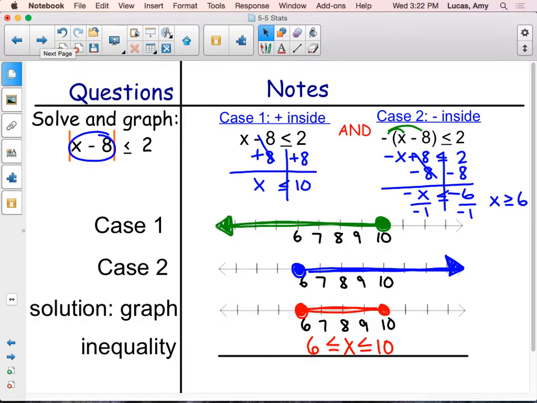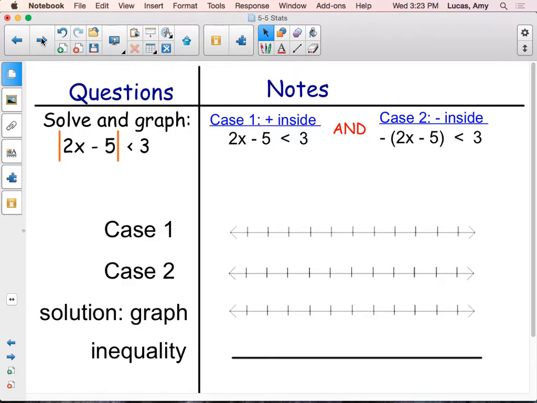If you think about the distance away from 8, this is saying the distance away from 8 is less than or equal to 2. So the midpoint of my segment is 8. And the distance on each side of 8, it's 2 units away, 6 and 10.